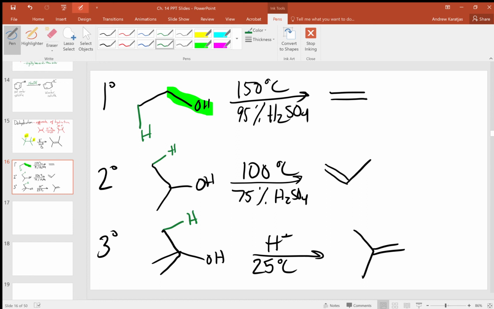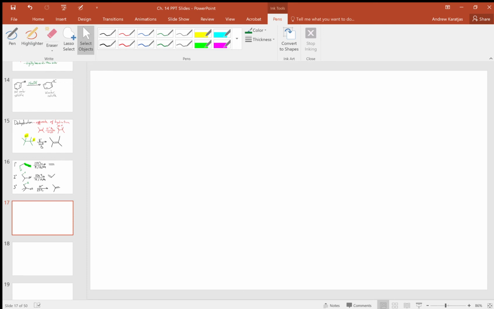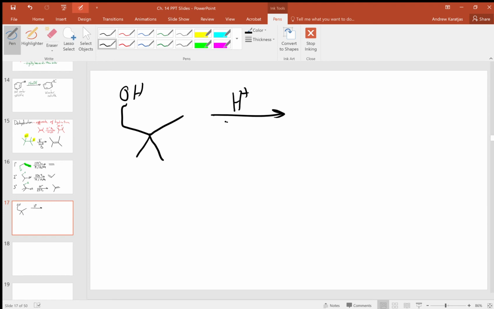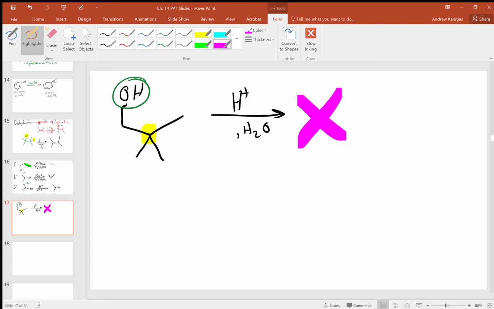Now, as we alluded to a moment ago, it is necessary that you have a hydrogen there. So if we tried to eliminate this compound, we have an OH here, but this carbon here, the one that's highlighted in yellow, notice there's no hydrogens at that carbon. And because of that, it can't undergo a dehydration.